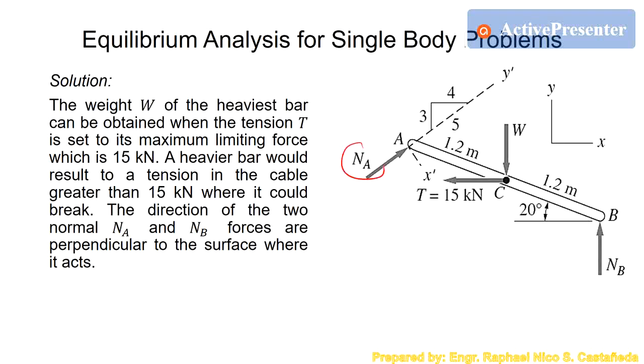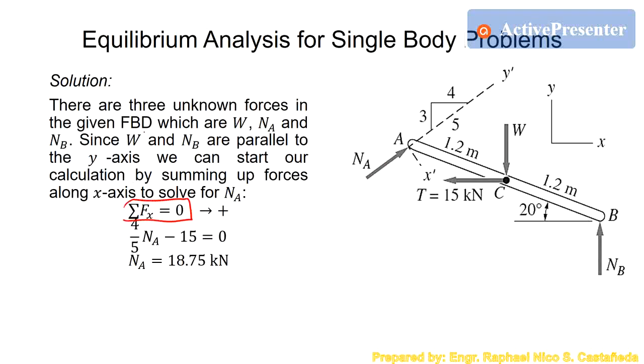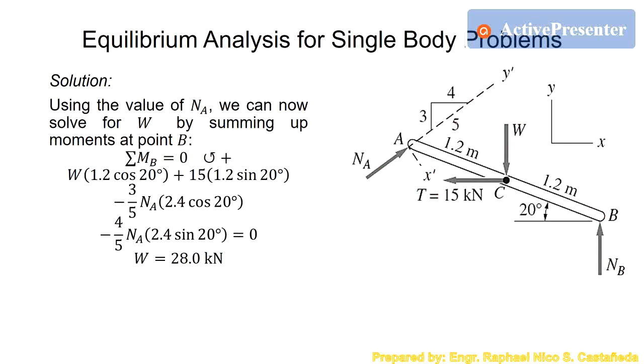And after solving NA using this summation forces x equals 0, we can now try to solve W by summing up moment at B. Because if we sum up moment at B, what will be included is only NA, T, and W, because NB is intersecting at B. So we already got the value of NA from this equation. Now we can solve for the other unknown, which is W. So to do that, summation moment B equals 0, counterclockwise positive.